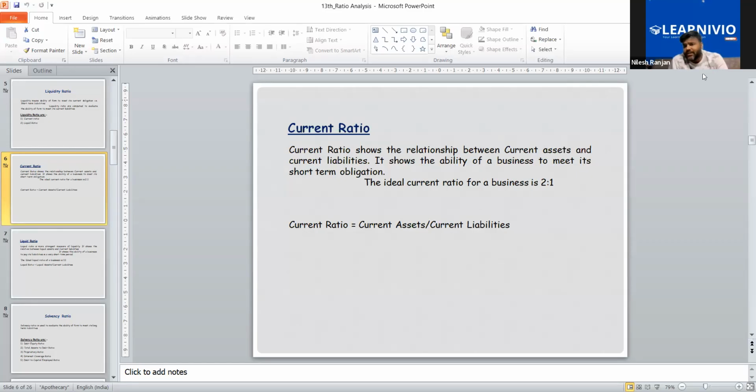Means if you have current liabilities of 1 lakh, then obviously in your company the current assets should be 2 lakh. Current liability 1 lakh, current assets 2 lakh. Then it is called ideal ratio, means the current assets should be double of the current liabilities. Okay. Yes, sir. Please write this. Then we will write the current assets and current liabilities.